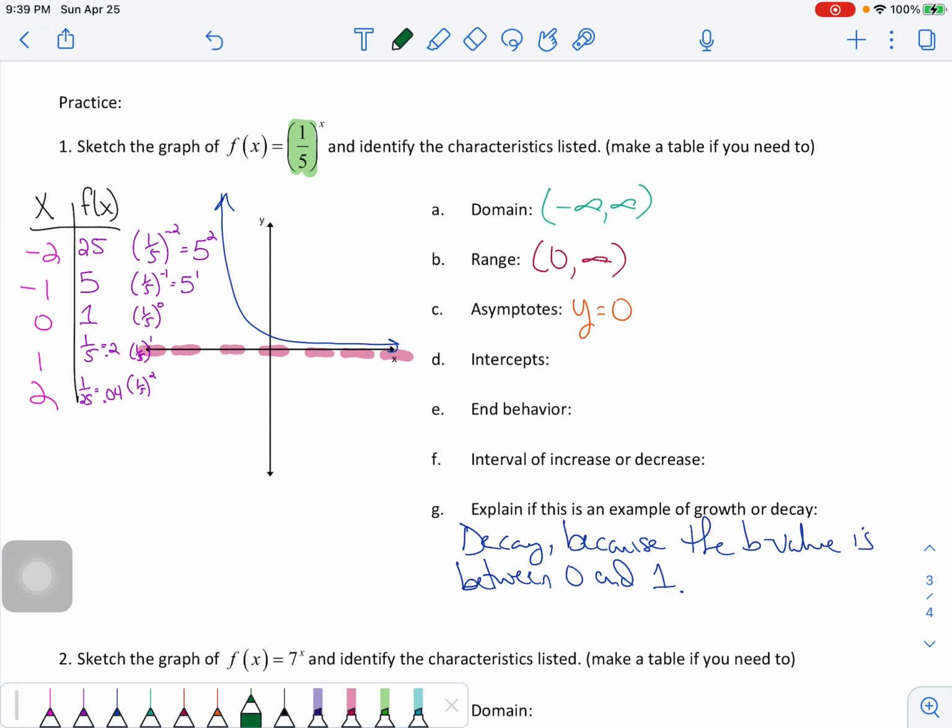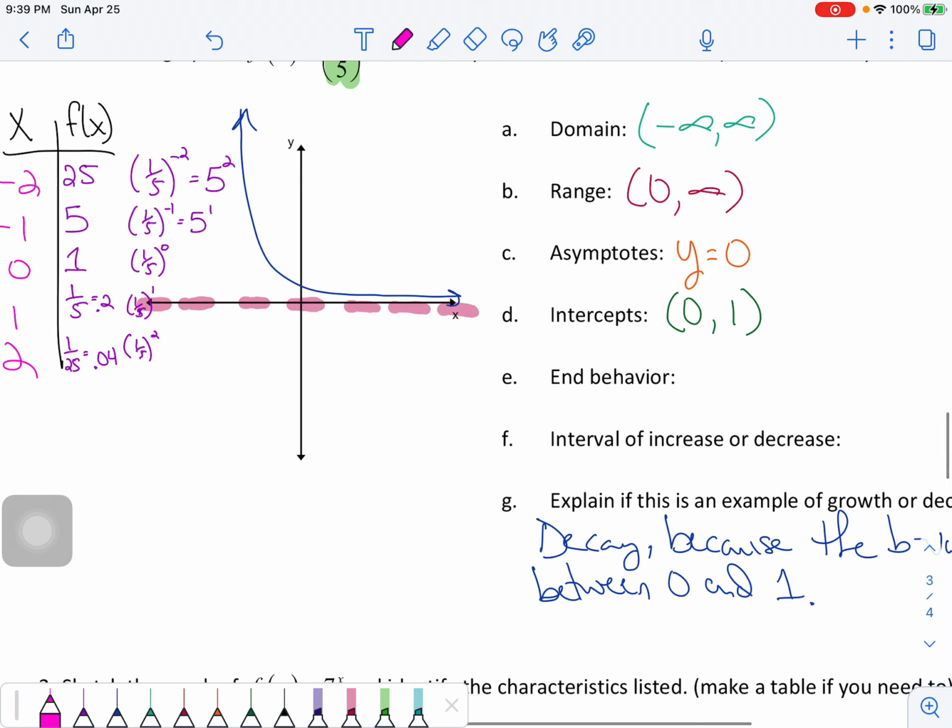Intercepts. Now, you don't have an x-intercept because, well, you can't cross or touch that asymptote, which is the x-axis. You do, however, have an intercept right here, and I'm using the table of values here of 0, 1, which is this point right here on the y-axis. So the intercept is 0, 1. End behavior. Now I'm going to zoom in just a little bit so I have a little bit better spacing here.